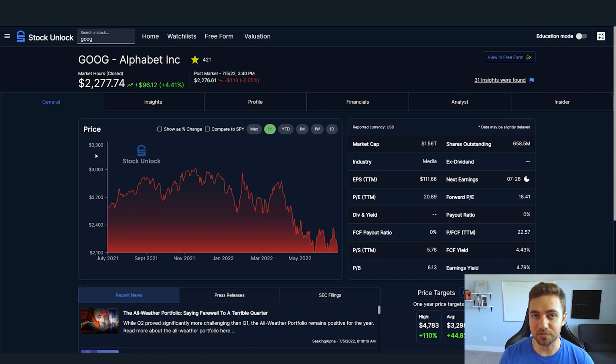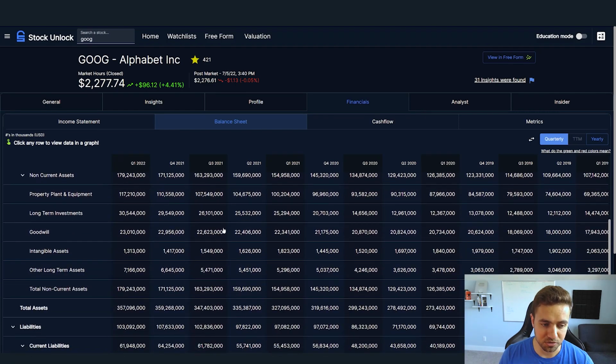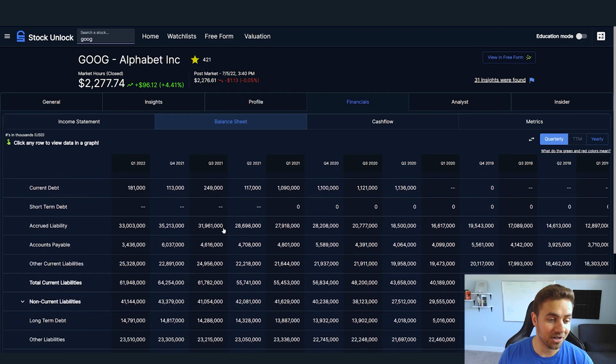And to get to book value, what you need to do is head over to a company's financial statement right here, which you can get to by clicking on the financials tab here on Stock Unlock. And then what you want to do is head over to the company's balance sheet. The balance sheet is where you are going to find the book value, which is also known as the shareholder equity. Now, there is a lot of numbers right here on a company's balance sheet.